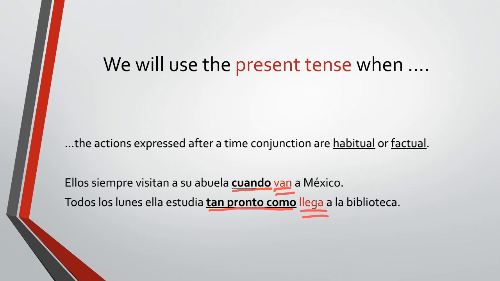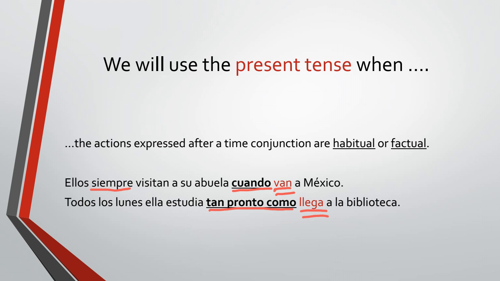Well, if we look at what happened before the time conjunction there, cuando, we'll see the statement ellos siempre. So they always visit their grandmother when they go to Mexico. So we know that they go to Mexico a lot. We know that it's a fact that they have been and that they've probably been a lot of different times. So we're just going to use the present tense because this is a habitual or factual statement.